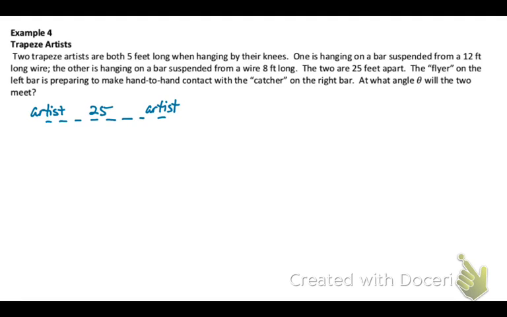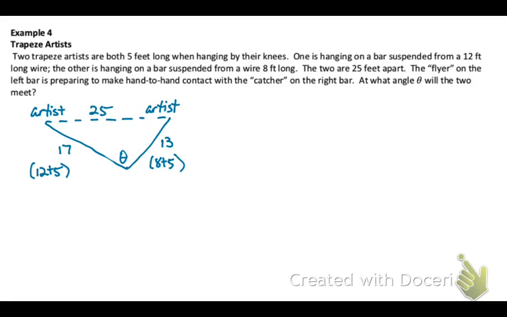All right, now they're both 5 feet long, but one has a 12-foot suspension. So 12 plus 5 is 17, and one has an 8-foot. 8 plus 5 is 13. So there's our triangle configuration. At what angle will the 2 meet when they get ready to make hand-to-hand contact? So we're looking for, we'll just call it theta.